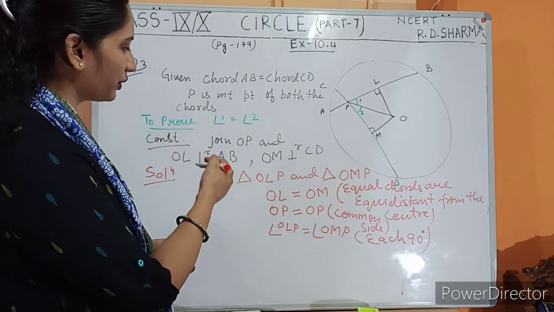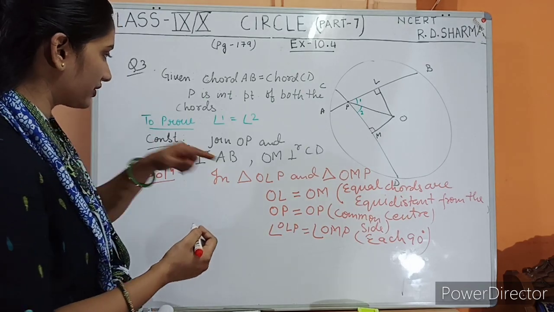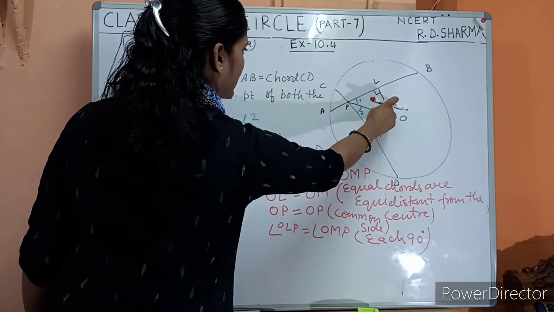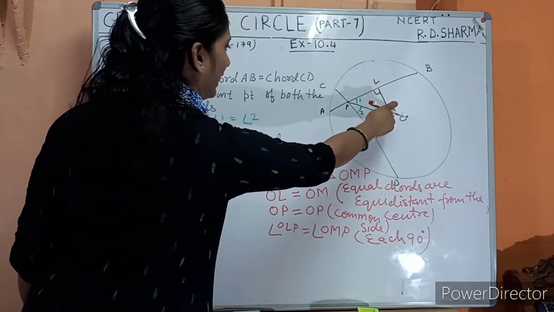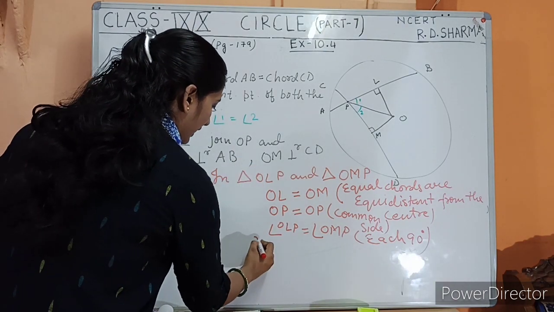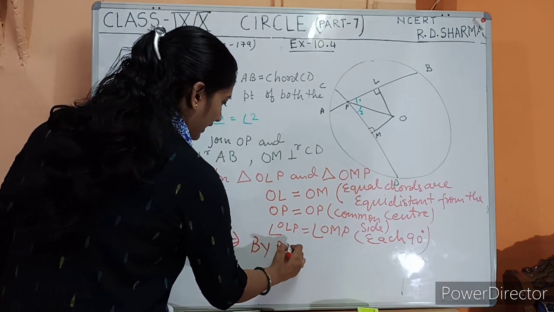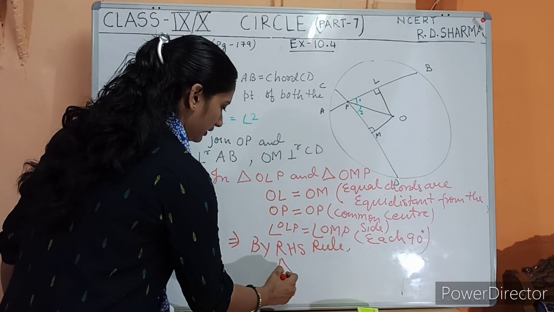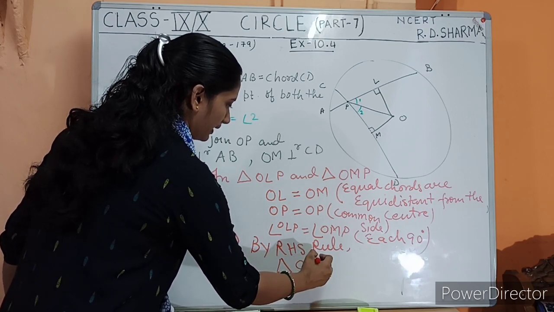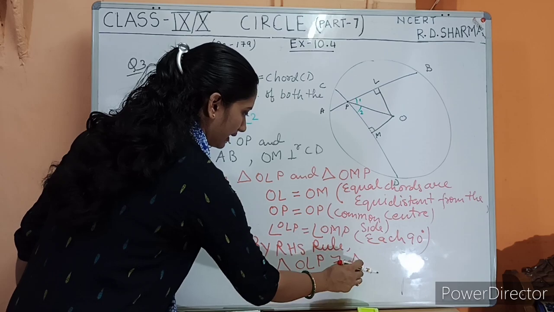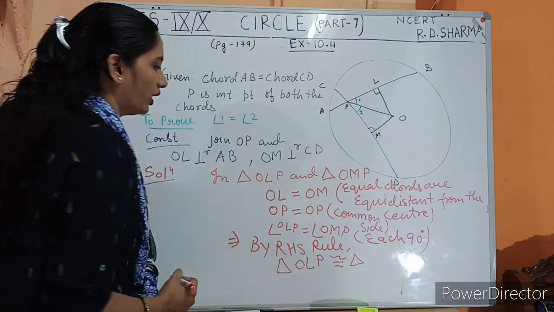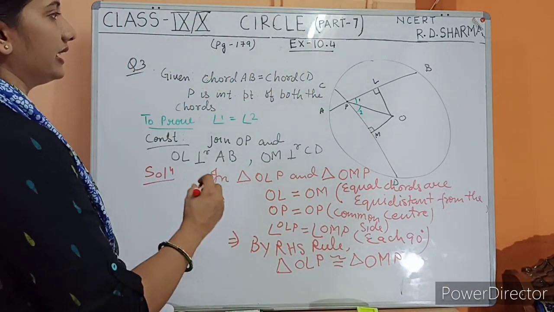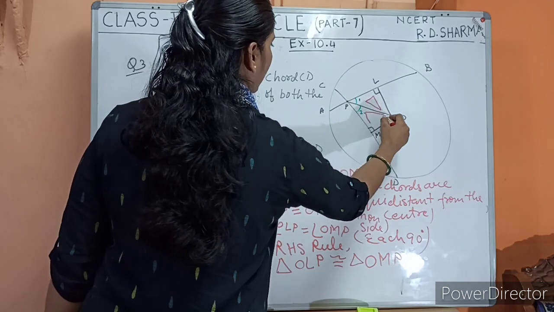So, what do you think? By which property are they going to be equal? Means congruent. Both the triangles must be congruent. See, if we consider this as a hypotenuse, then this is the 90 degree and OL and OM are the sides. So we can write here by RHS rule, the triangle OLP must be congruent to the triangle OMP. अब हमारा ये ट्राइंगल और ये वाला ट्राइंगल कॉन्ग्रुएंट हो गया.